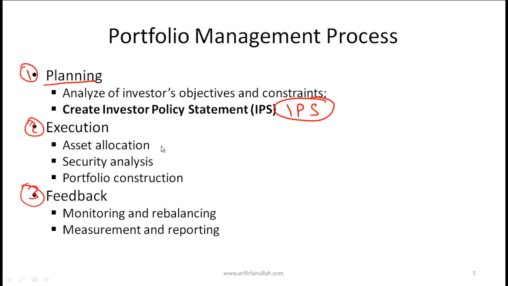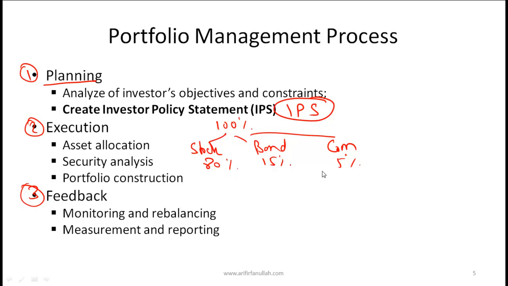Step 2 then is execution, where we first do asset allocation. In asset allocation, what we are essentially doing is, based on the investor's objectives and constraints, we figure out, for every $100 the investor has, how much to allocate to stocks, bonds, and maybe there are various other kinds of assets. Let's just say that in this particular case, we are going to distribute between stocks, bonds, and commodities. So we might say that for a young investor, we might put 80% of his investment in stocks, let's say 15% in bonds, and 5% in commodities. So this is referred to as the asset allocation.